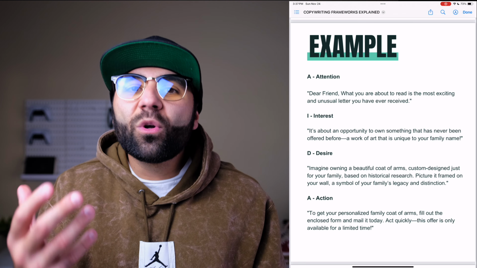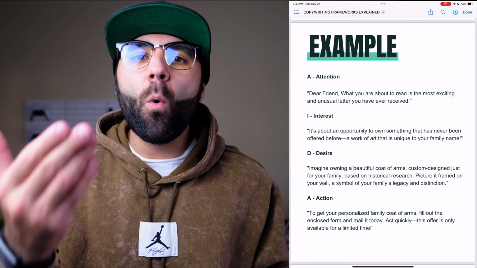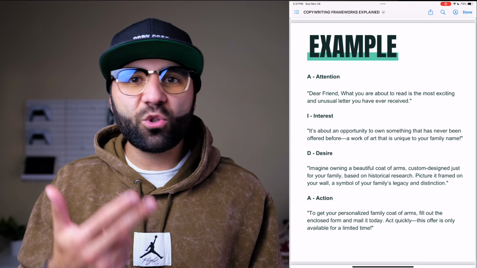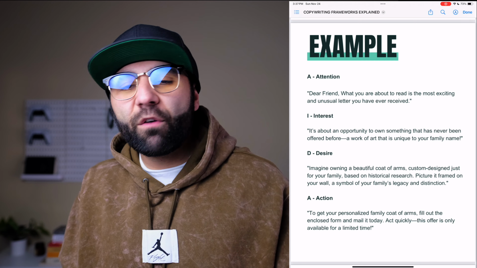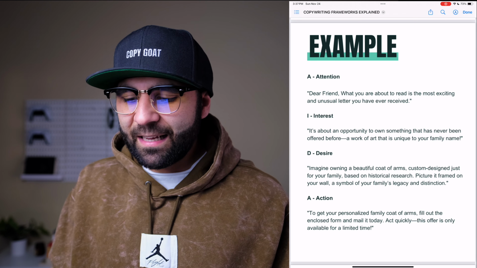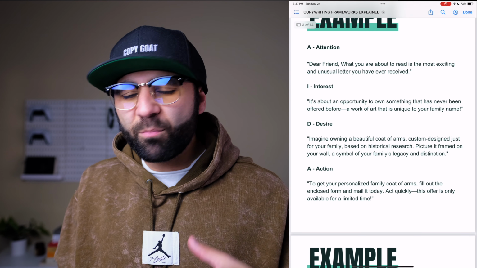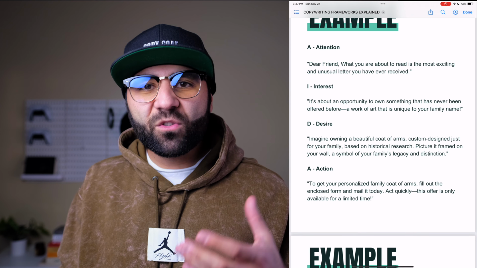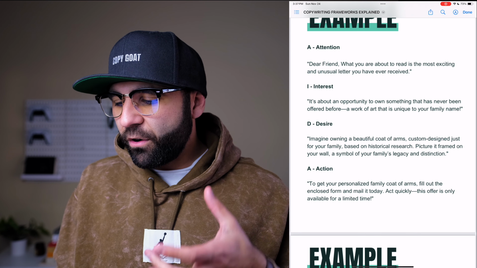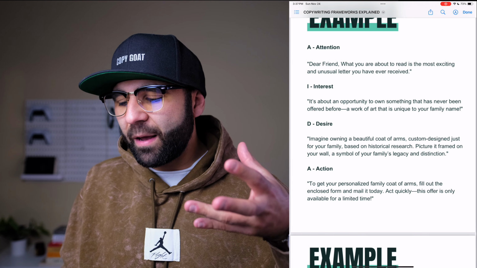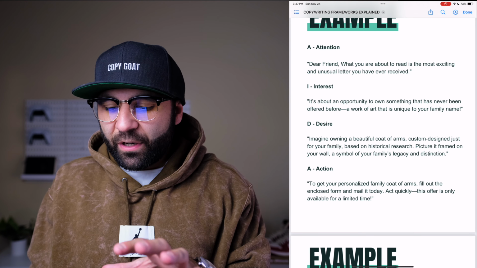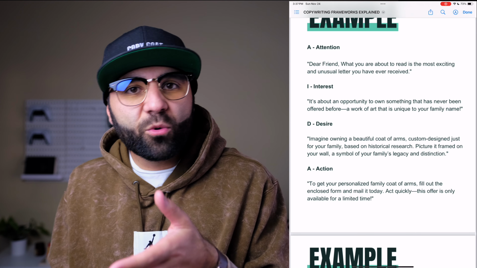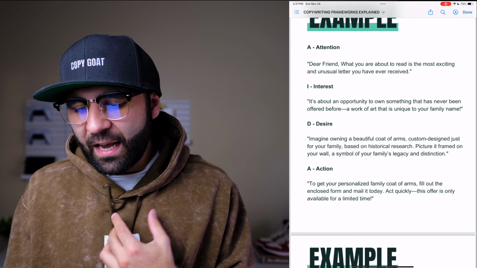Now you need to increase their desire. You have to make them want what you are about to show them, your product, your service, your offer, okay? So we said it's a work of art that's unique to your family name. Next is desire. Imagine owning a beautiful coat of arms, custom designed just for your family based on historical research. Picture it framed on your wall, a symbol of your family's legacy and distinction. You read this and your desire increases, okay?